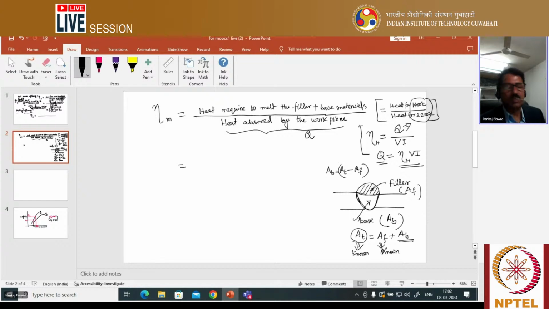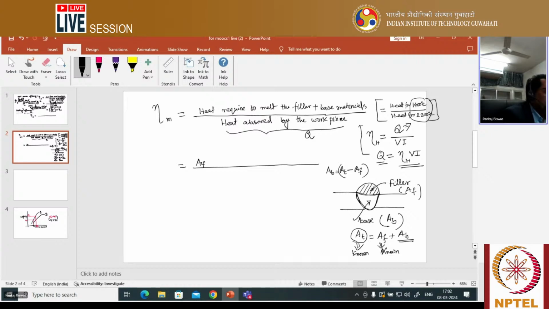So generally, here I am writing these things. How can you calculate the heat required to melt the filler wire? You can write it like this. Let us consider a filler wire. How much volume of filler wire is being deposited per second, that I am going to calculate.